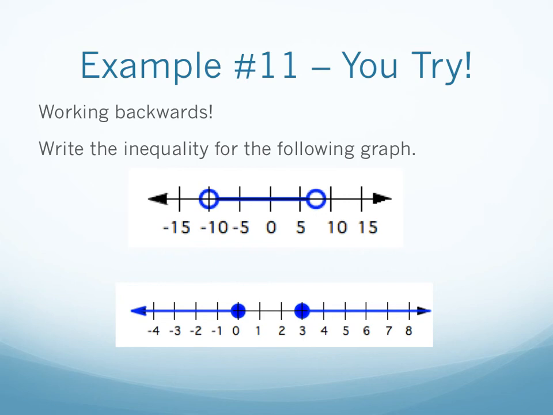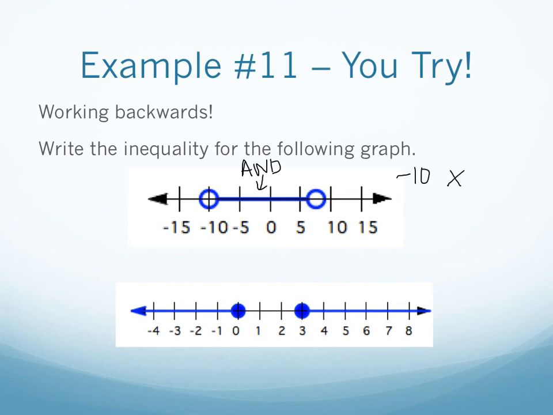Okay, let's see how we did. This first one is going to be an and because the shading is in the middle. So that means I'm going to have x and 2 numbers on each side. My lower bound is going to be -10. Give myself a little more space. So my lower bound is going to be -10.